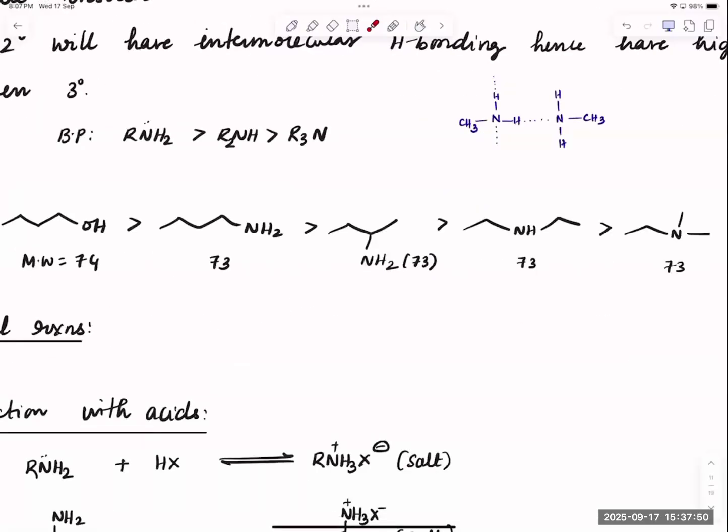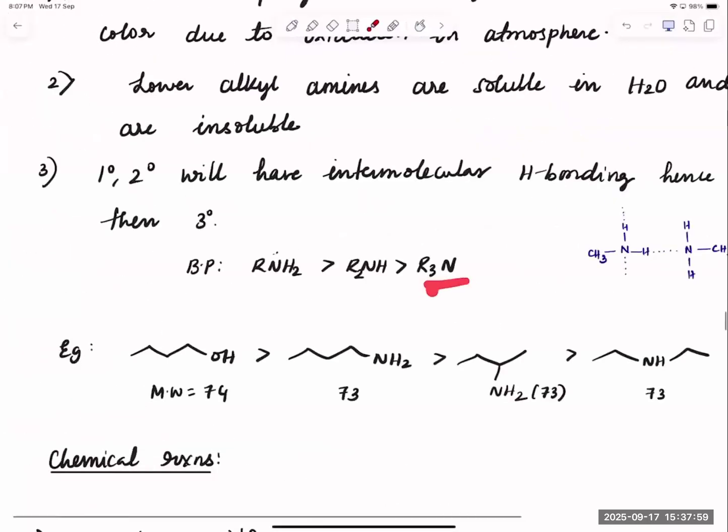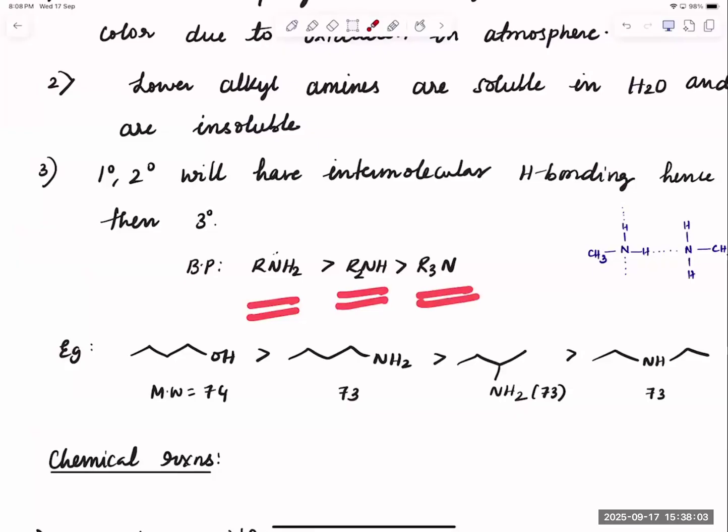While 3 degree amine has no hydrogens, so its boiling point is lowest. So the order will be 1 degree, 2 degree, and 3 degree amines. Okay.